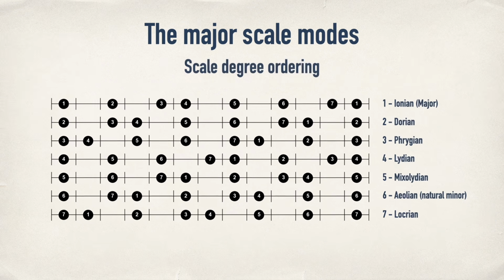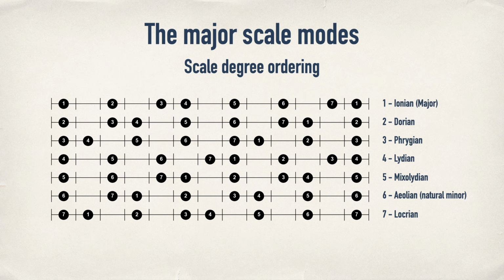Each of these scale modes has a signature sound that's due to the intervals between the first note and each of the other notes of the scale. The more of these notes that are flattened relative to the same note in the major scale, the darker the mode will sound. The Locrian mode is the darkest, and the Lydian mode is the brightest.